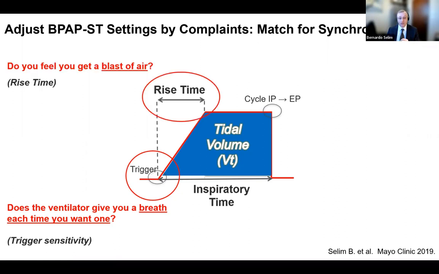The second question is about, do you feel that you get a blast of air? Remember, pressurization time translates into flow. The shorter the pressurization time, the higher the flow. Remember, that is a short pressurization time. So do you feel like you get a blast of air?